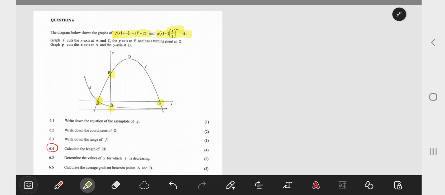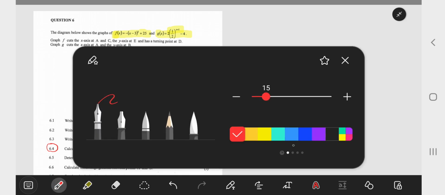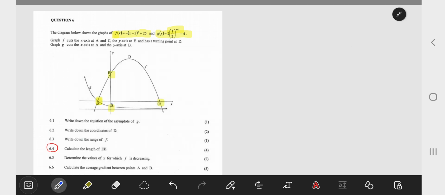All right, so 6.1, write down the equation of the asymptote. I'm not focusing on that question in this video. And then 6.2, write down the coordinates of d, which is your turning point. Now, I'm not focusing on that. 6.3, write down the range, not focusing on that. Then 6.4, we just calculate the length EP.